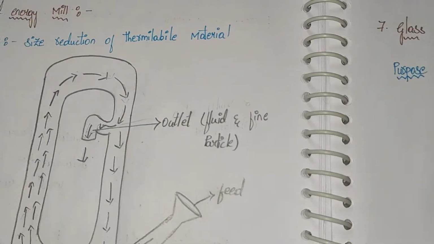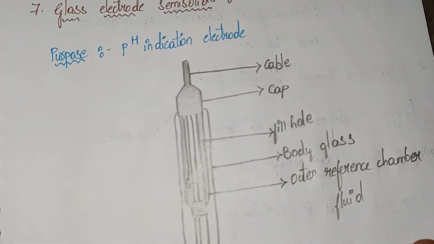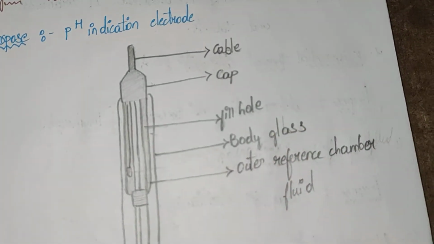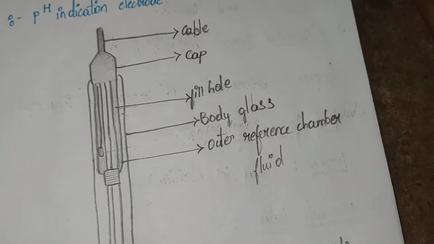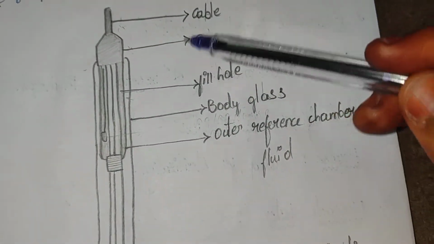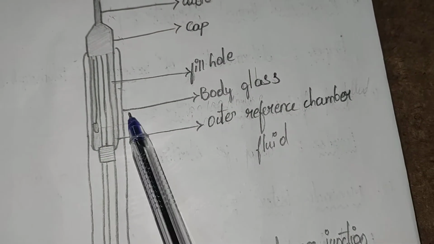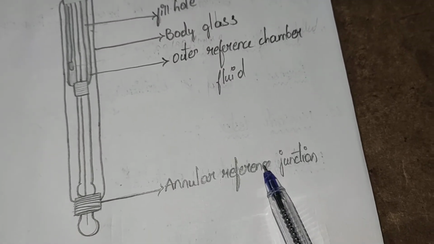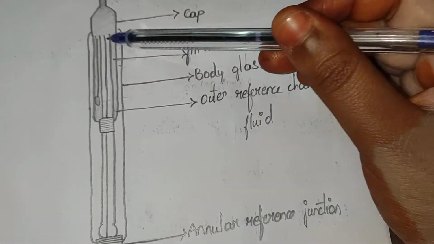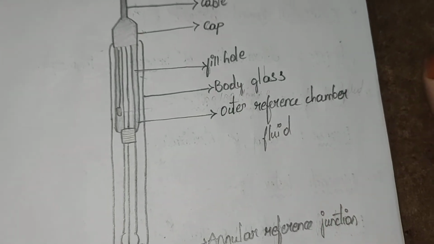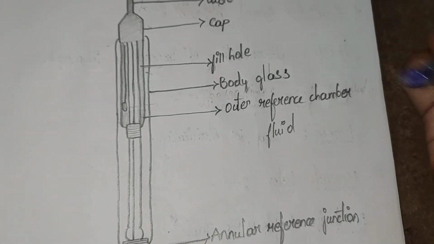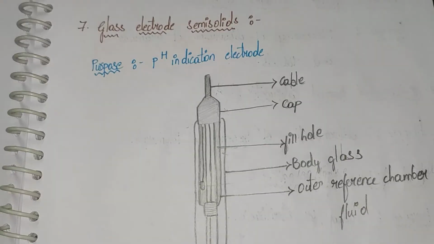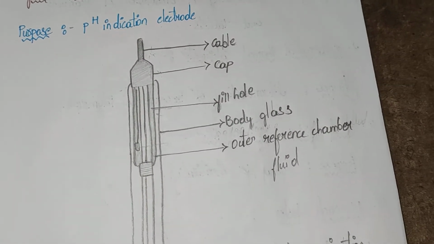Next one is the glass electrode. Mostly we know this for pH. It is used for pH indication, to check the pH. We have a cap, fill hole, glass body, outer reference chamber fluid, and here we have an annular reference junction. In this fill hole we have to fill the sample. Based on the sample, the pH is identified. So it is the glass electrode used for pH indication.